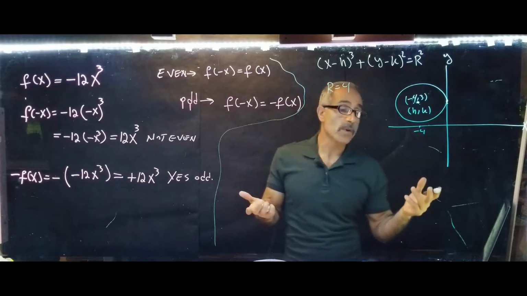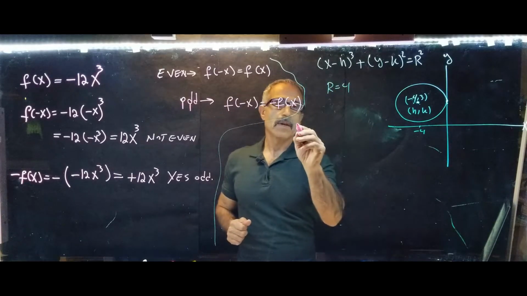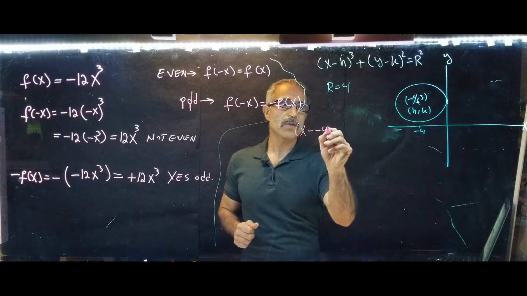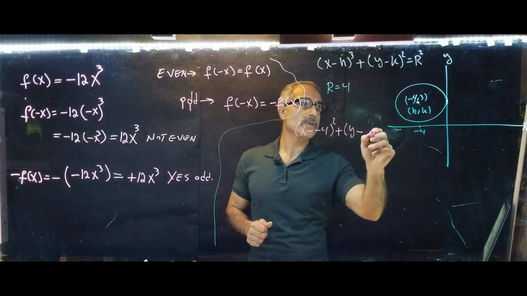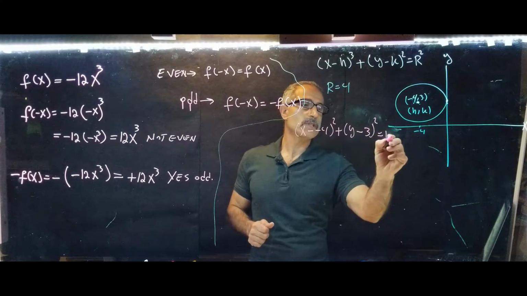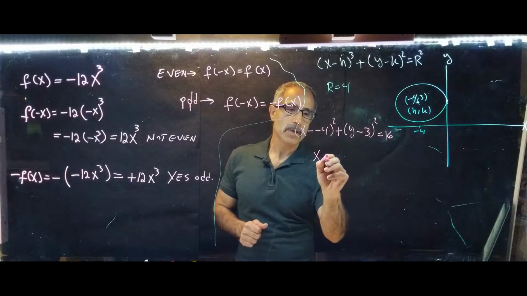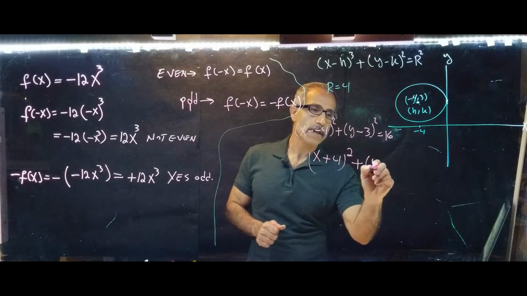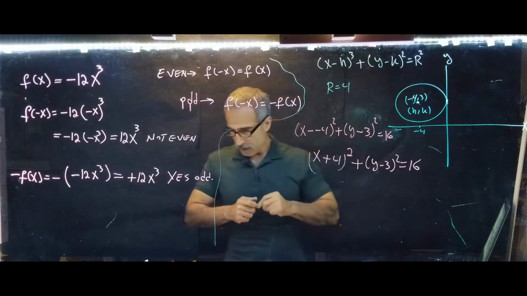What is the equation for it? Okay, let's do this over again. That was x minus -4, squared, plus y minus k, which is 3, squared, equal to 4 squared, which is 16. So if you do this again, it becomes (x plus 4) squared plus (y minus 3) squared equals 16. So we got that. That takes care of that problem.